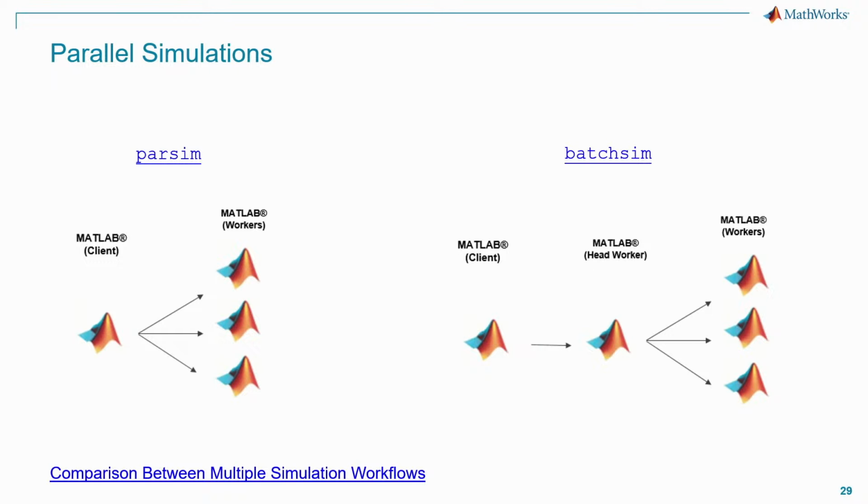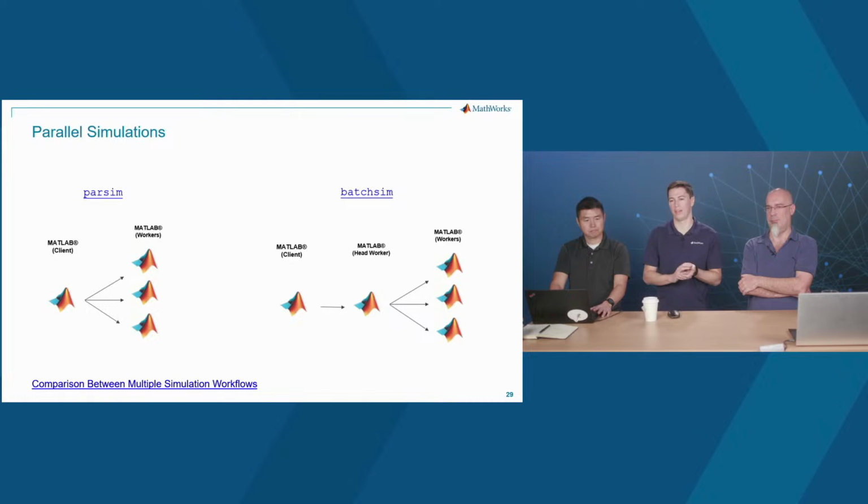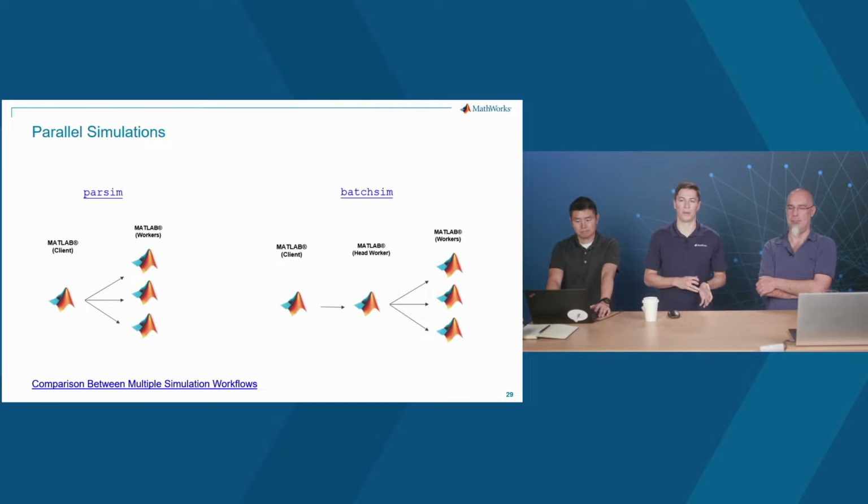In batchsim, it's a bit different. You would package up all those simulations and send them off to the workers all at once. One of those workers will be designated the head worker, and that will distribute those simulations across all of the other workers. But during this time, you're not continuously connected to the workers from your client, so you can disconnect your computer and let it run in the background. You can do other things on your client MATLAB, and then once the simulations are done, you can connect back again to the workers and pull the results back.